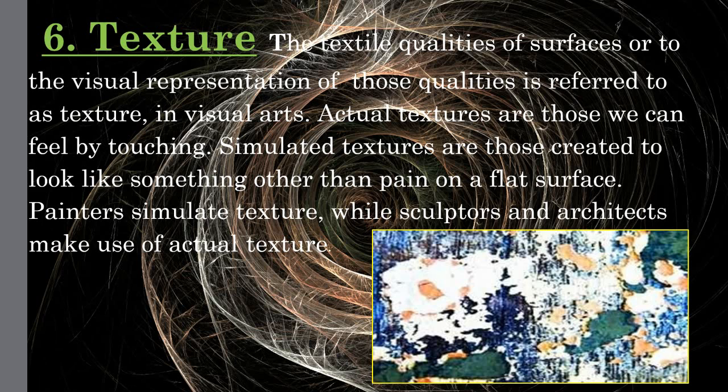Number 6, texture. The tactile qualities of surfaces or the visual representation of those qualities is referred to as texture in visual arts. Actual textures are those we can feel by touching. Simulated textures are those created to look like something other than paint on a flat surface. Painters simulate texture, while sculptors and architects make use of actual texture.